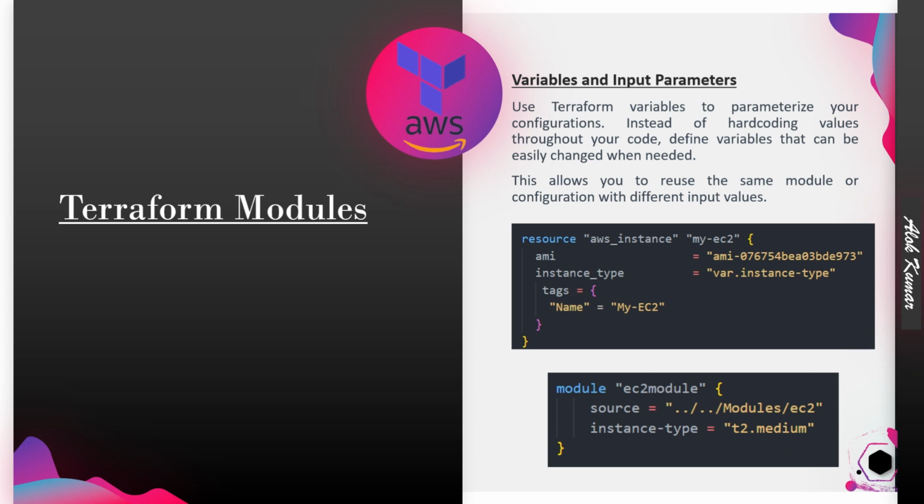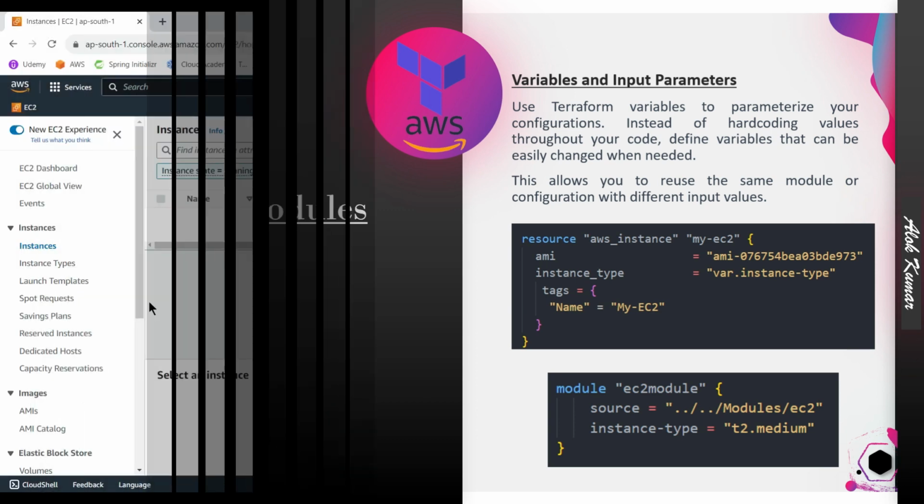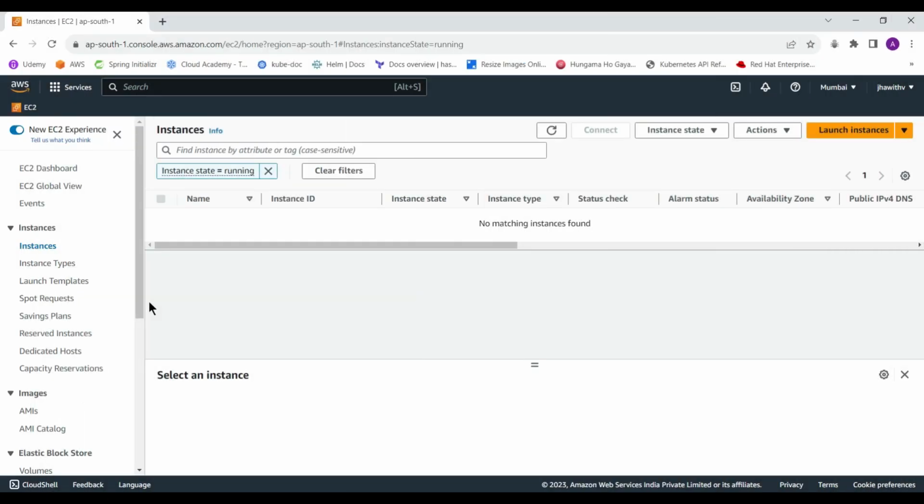We are going to see all these things as a demo. So what we discussed here, we are jumping to the demo for the demonstrations. This is my AWS console, and you can see that there is no instance currently running.